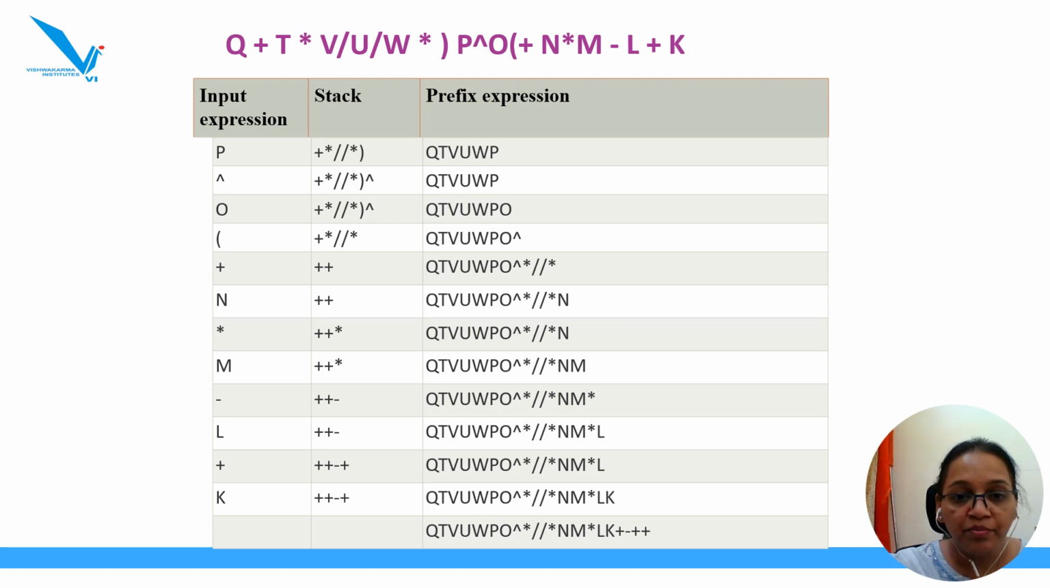Then the remaining is plus, plus. So there are two plus operators and our incoming is minus. Plus has the same precedence as minus, so allow it to be pushed into the stack. Then coming L, you can directly print it into the prefix. Then comes plus. Plus has the same precedence as minus, so push plus onto the stack. Then K is coming. K is the operand, so directly put K into the prefix notation.